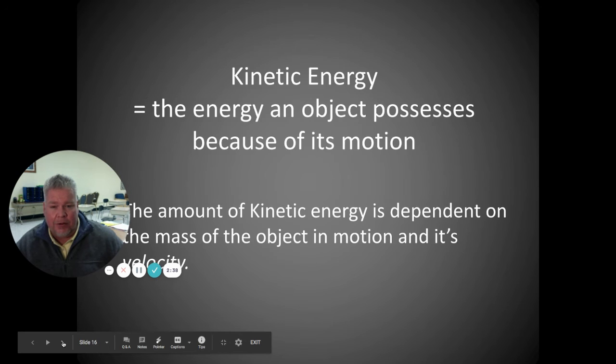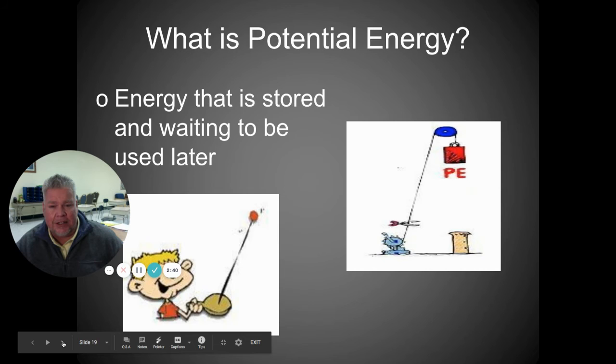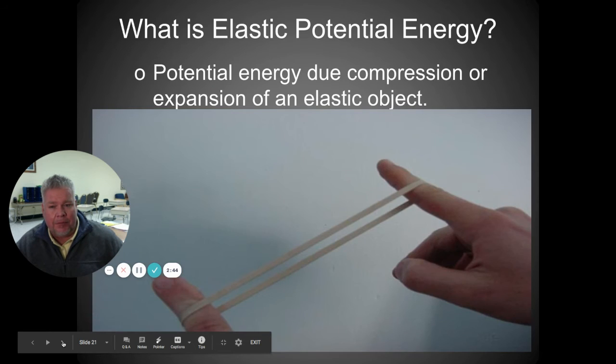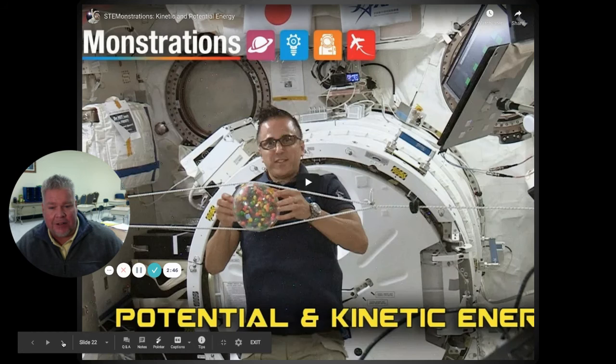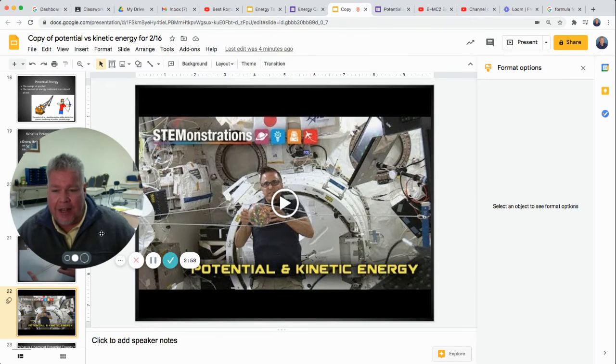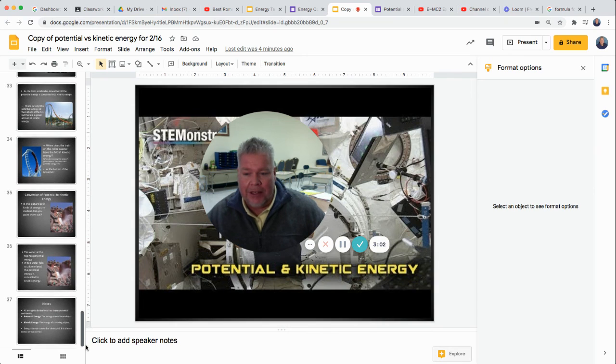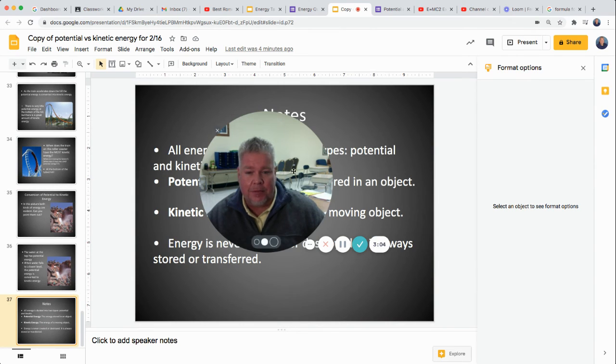And then once you've gone through all those slides, there's another little video I put in here for you from the International Space Station out in outer space. This astronaut who's traveling in space right now shows what potential and kinetic energy look like in outer space, which is really cool. So once you go through all those slides, that's not the last slide, the astronaut. There's a few more after him, and it kind of sums it up at the end with some notes about the lesson.